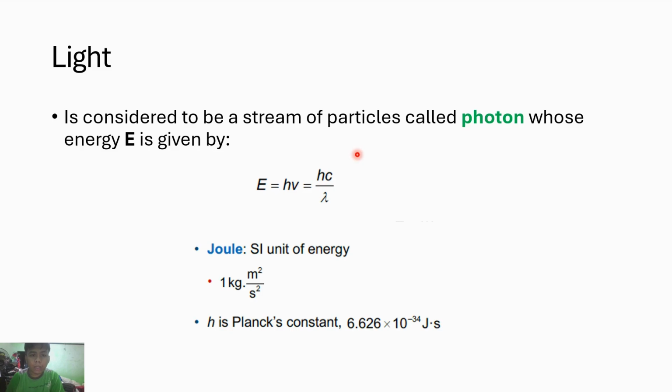Just a fun fact: this is also related to Einstein's equation, wherein E equals mc squared, right? They are similar. Einstein relates energy in terms of mass and the speed of light, while in Planck's constant, energy is related via frequency or wavelength.